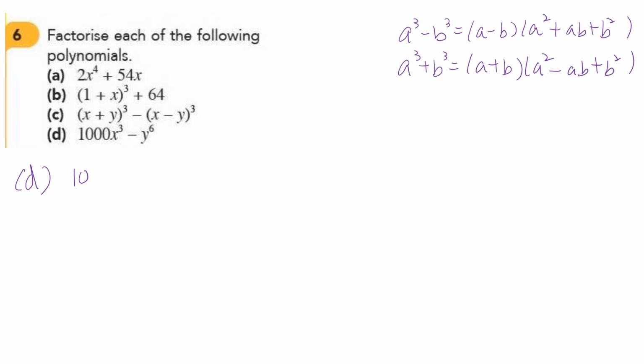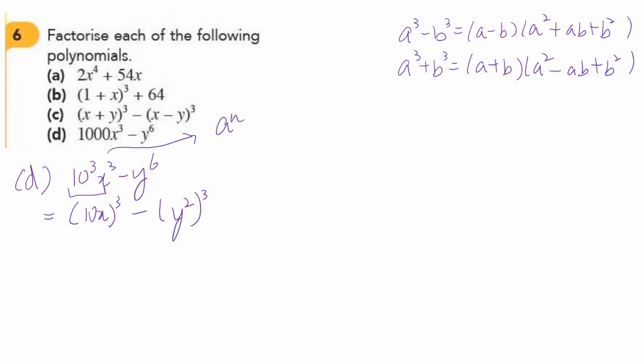So 1000 is 10 to the power of 3. So here I can combine them into bracket 10x to the power of 3. And here I can write it as y to the power of 2, then to the power of 3. Okay, here I'm using the rules of indices, we have already learned it, but just recap. Okay, right. So I'm going to substitute this to be a, and this is b.